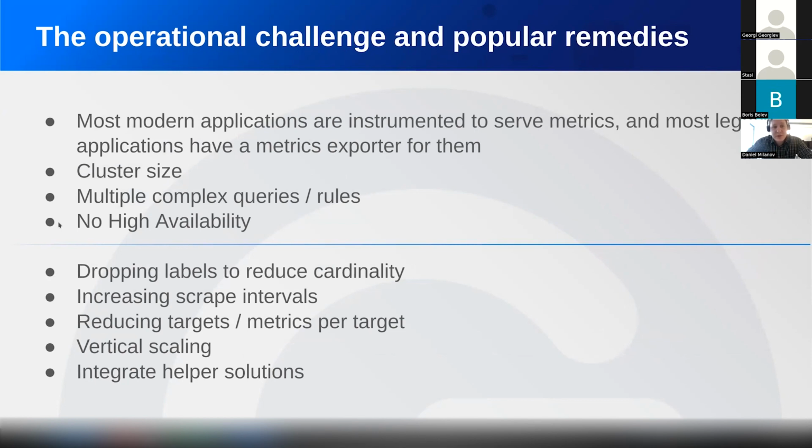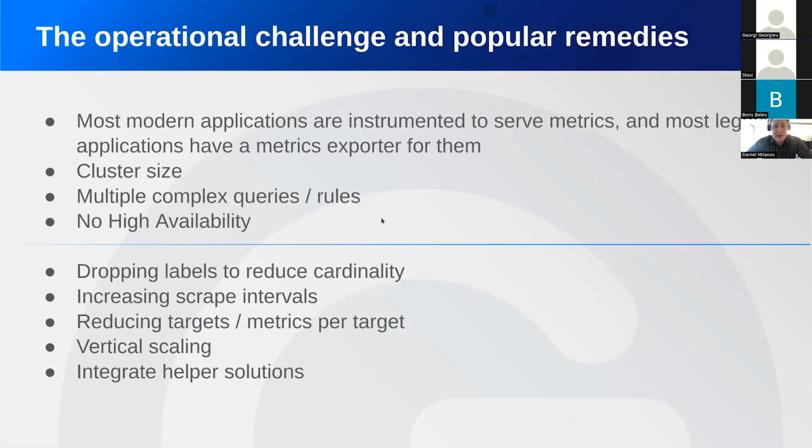This Prometheus size or bloat is also dependent on cluster size and the type of dashboards and rules that you run against it. So the more complex your queries and recording rules are, the more resource Prometheus needs to run these. And like we said earlier, it's only one instance usually. So if it goes down, everything goes down.